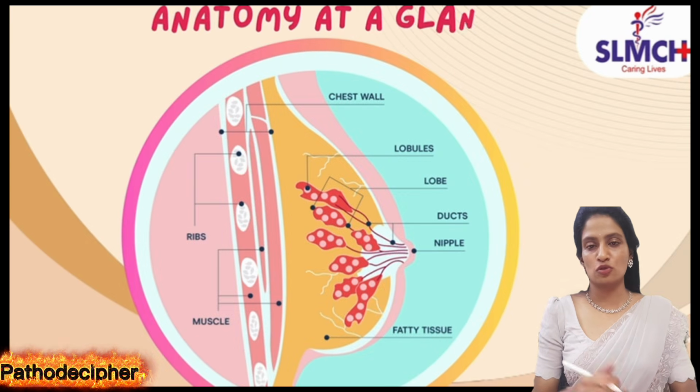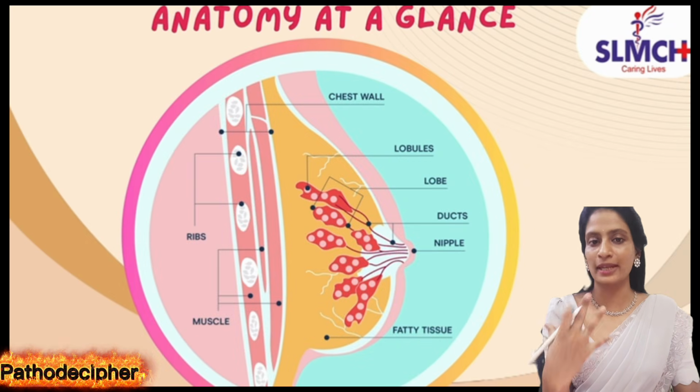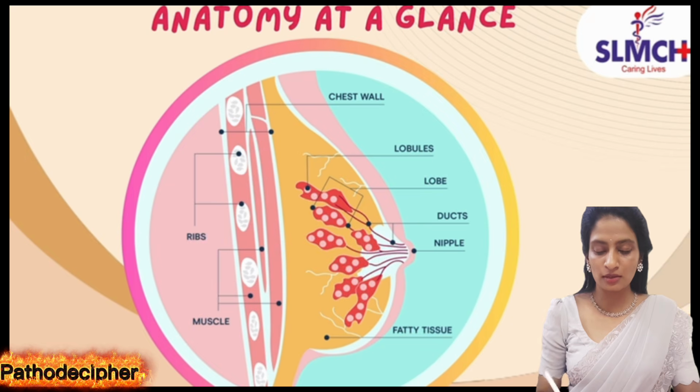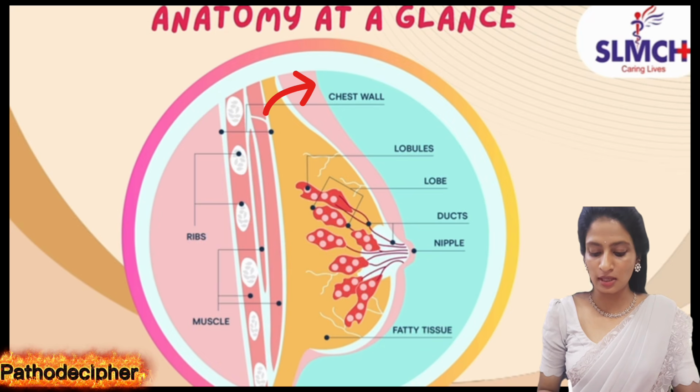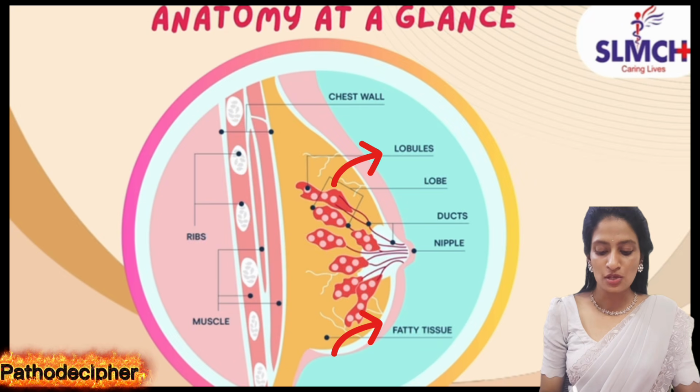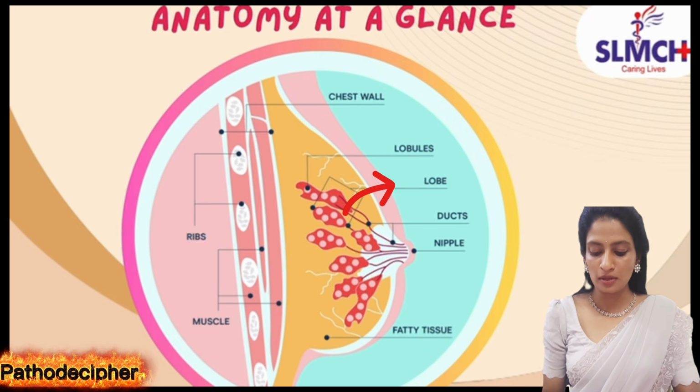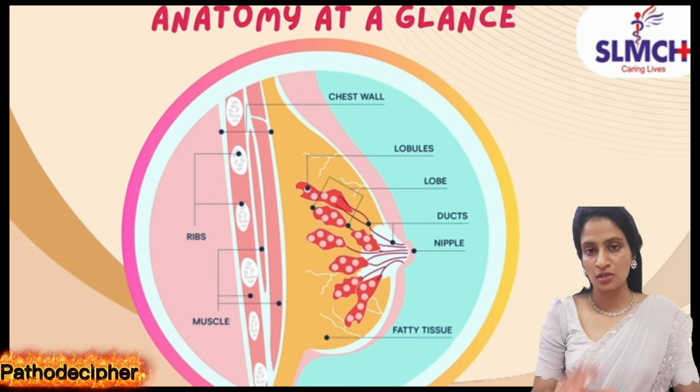So anatomy. Before moving on to the histology, we should know the anatomy of the breast. You can see from the deeper to the outside: the first one is ribs, and then comes the muscle, then the chest wall. Then is your fatty tissue. Surrounding the breast lobules, the fatty tissue will be there. Then lobules, lobes, ducts, and finally the nipple. So this is the normal anatomy of the breast basics.